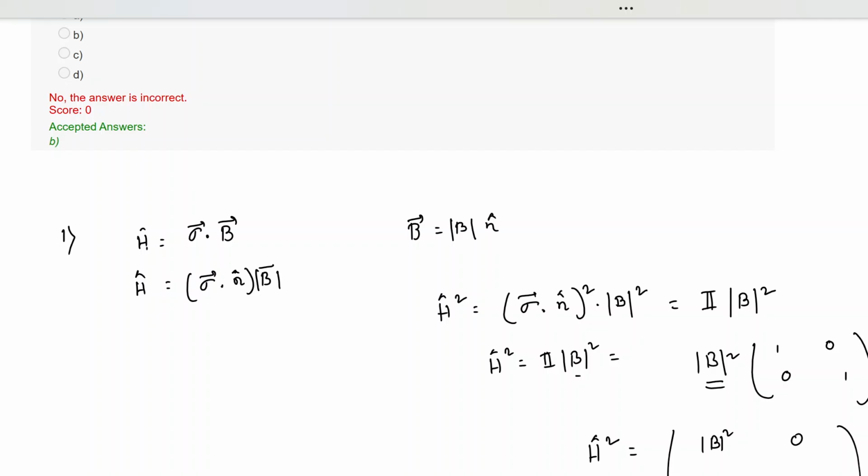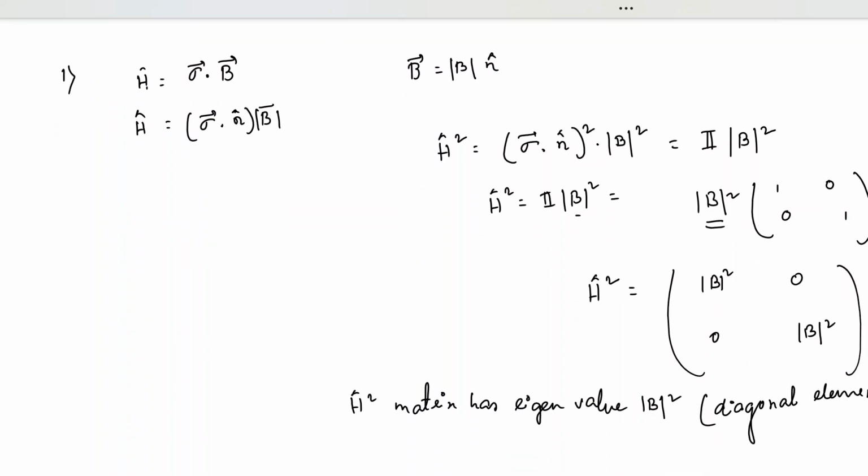So you have to write H square minus lambda times the identity matrix equal to 0. That means mod B square minus lambda, 0, 0, mod B square minus lambda, and this whole thing's determinant will be equal to 0. That means you have (mod B square minus lambda) whole square minus 0 equal to 0. So basically mod B square minus lambda equals 0, or lambda is equal to mod B square. That means the eigenvalue of this matrix is mod B square.